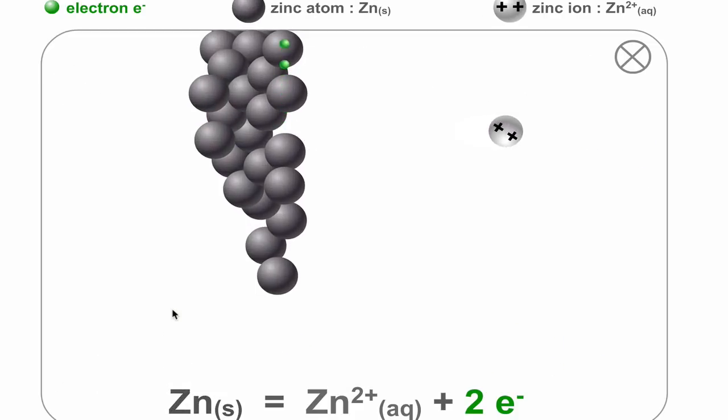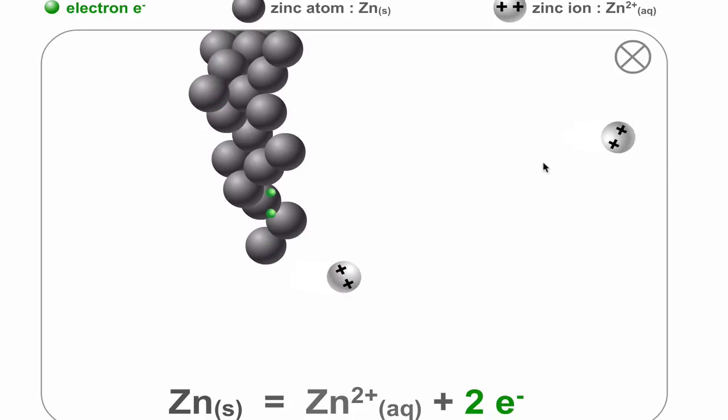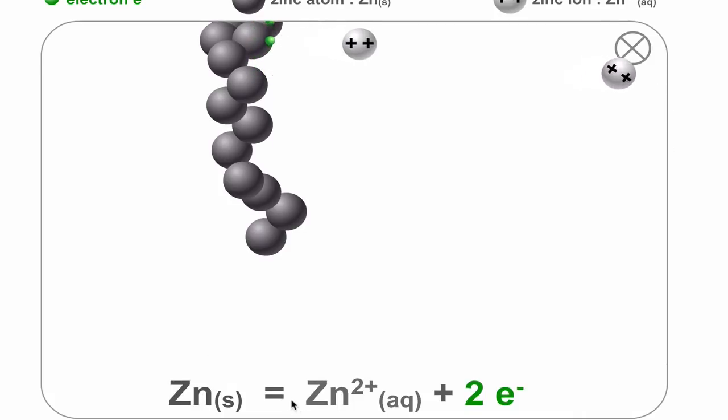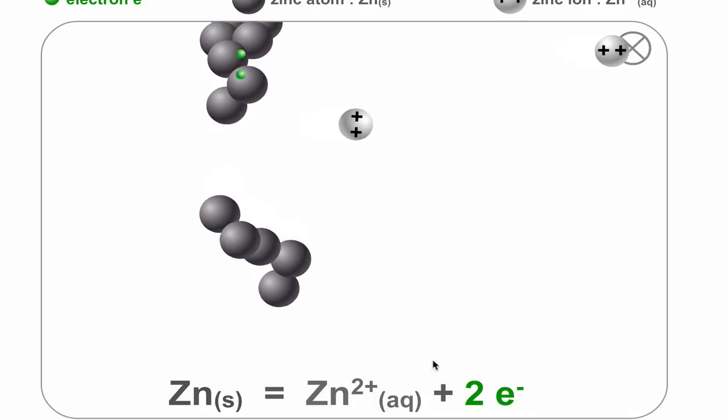Now in this scenario, we notice that the zinc metal is releasing 2 electrons, and it's leaving as zinc 2+. So we have zinc solid that's actually turning into zinc in solution, and it's leaving, releasing 2 electrons. So here we have zinc becoming 2+. Zinc is actually losing electrons here.